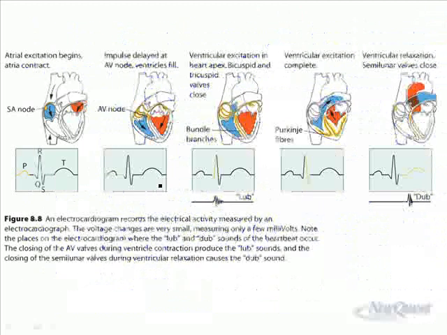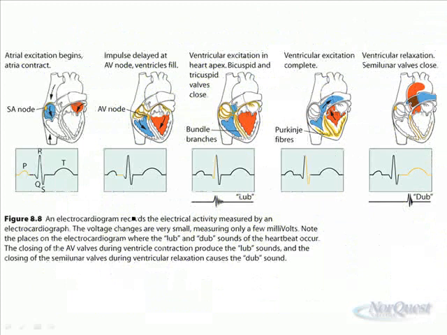Okay, here's a diagram just relating the sounds of the heart to the actions of the heart. And here we go. Atrial contraction begins at the SA node. So our atria are going to contract. The impulse delays at the AV node. The ventricles are filled. The ventricle excitation happens at the apex. The bicuspid and tricuspid valves close, or we can say the AV valves close.